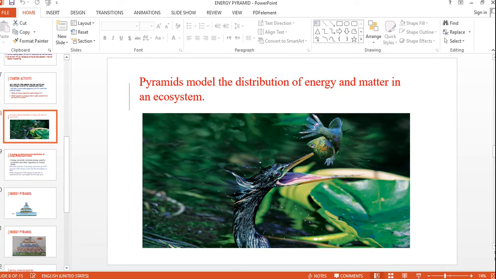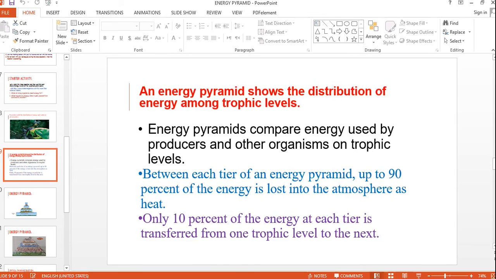Pyramids model the distribution of energy and matter in an ecosystem. So what does it show? Pyramids show us the amount of available energy at each trophic level, or the amount of matter required to support a trophic level in a food chain or in a food web. Now, we will start with energy pyramid. An energy pyramid shows the distribution of energy among trophic levels.